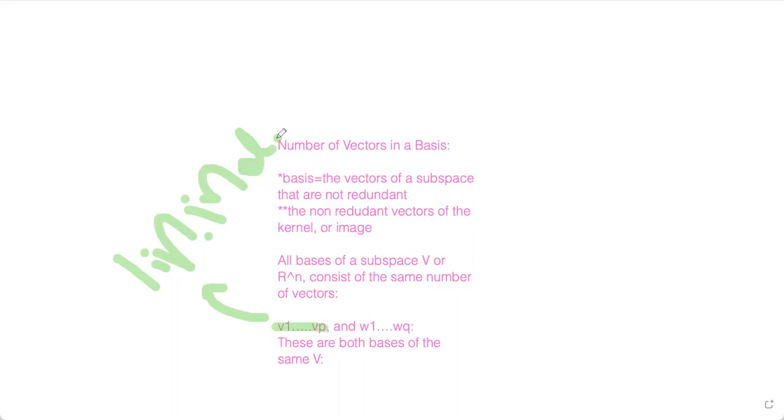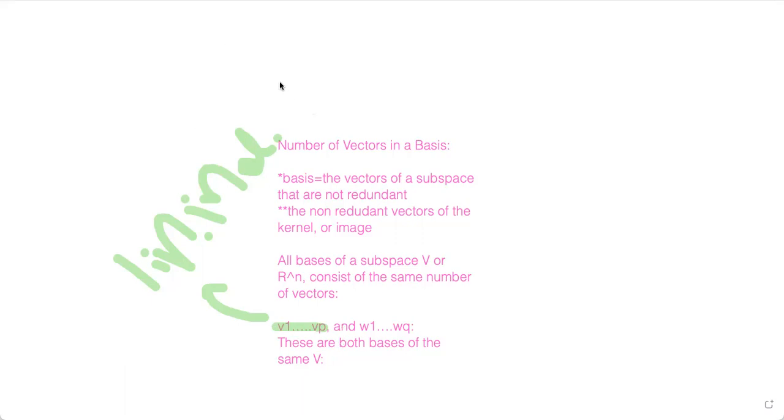So, let's see. Where is it? Yes, okay. So the book describes that something forms a basis of V if it both spans V and is linearly independent. So in other words, what we need to know here is that V1 through VP spans V and is linearly independent, and W1 through WQ spans V and is linearly independent. Just keep that in mind.